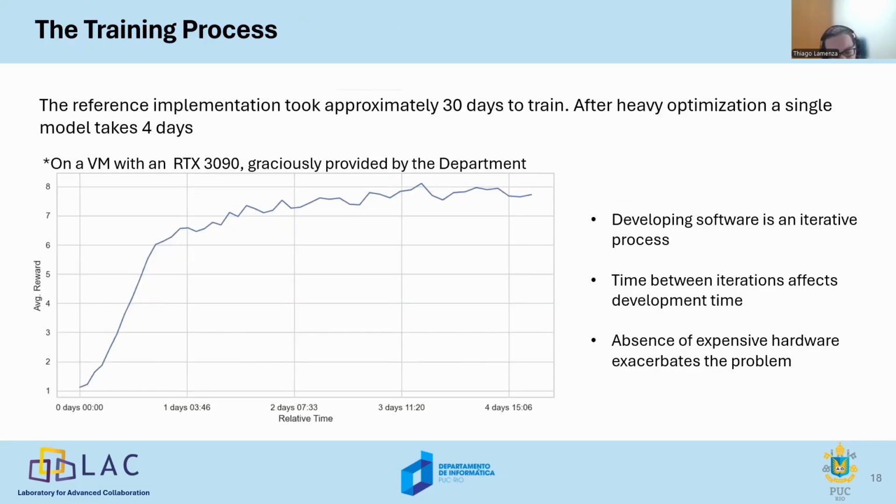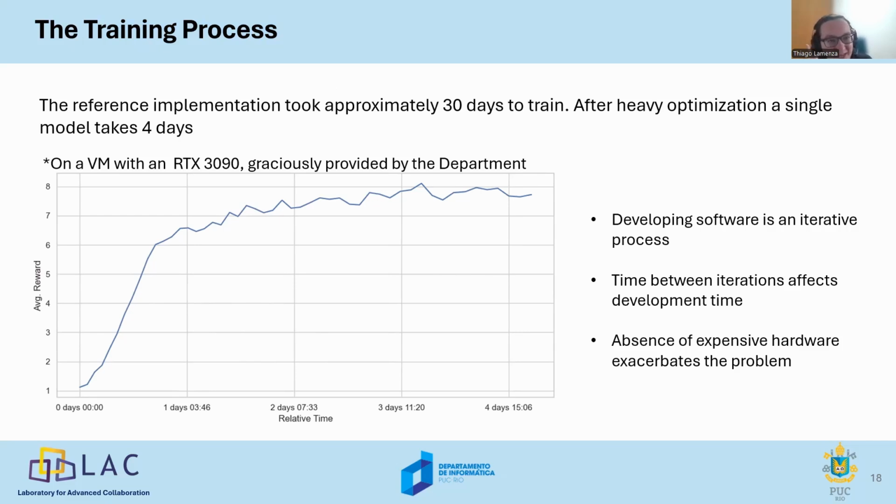Another important part of this work was the training process. So the reference implementation that we took at the start of this work took approximately 30 days to train for our scenario. And after heavy optimization, we were able to get a single model training in 4 days approximately, and everything trained on an RTX 3090 on a VM provided by the department.